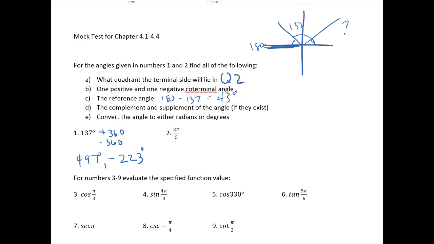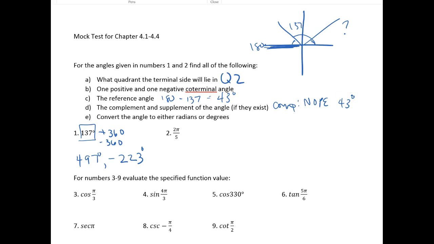All right, part D, find the complement and supplement. Complement just means two angles that add up to 90. Now, this one does not have a complement. I'm just going to put nope. It doesn't exist. Why doesn't it exist? Because this is already greater than 90 degrees. So you can't have a complement to add up to 90 because you're already bigger than 90. Does it have a supplement? Yes, because supplementary, remember, adds up to 180. So I just need to decide what's the supplement to add up to 180. I've already done that math earlier, and it was 43 degrees.